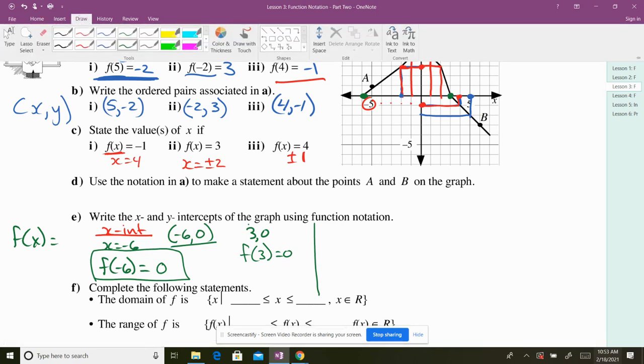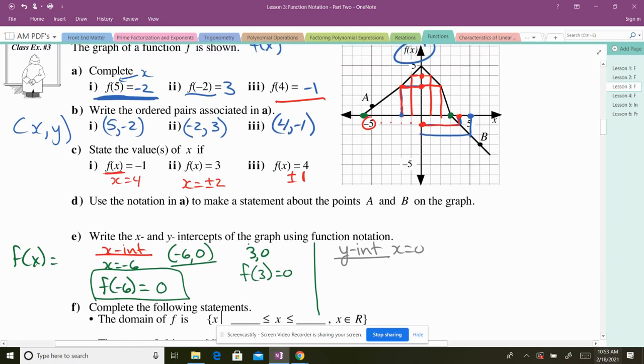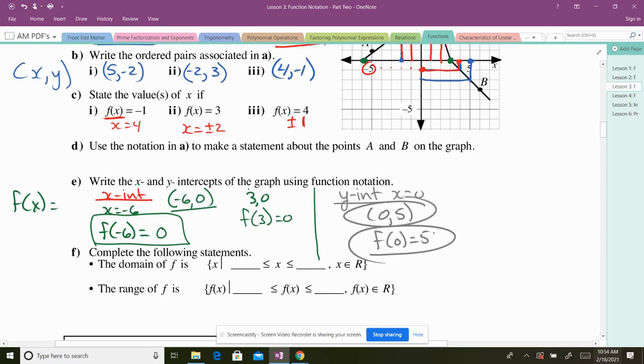We have to do our y-intercept now. What's the value of x at the y-intercept? 0. So where is my y-intercept? Right there at 5. So what am I going to write? So 0, 5 is f of 0 is equal to 5. Close, though. So that's it in function notation. That's the ordered pair. All right.